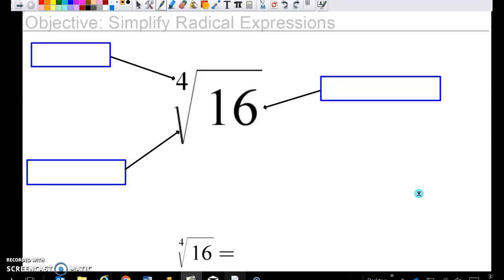Remember from the first lesson that the small number in the top part of this sign is called the index, and that tells me how many factors I need to break out of the radical. In other words, it's what exponent I will undo. So what exponent can be undone? Remember, exponents just basically tell me how many times to multiply something. This can undo exponents.